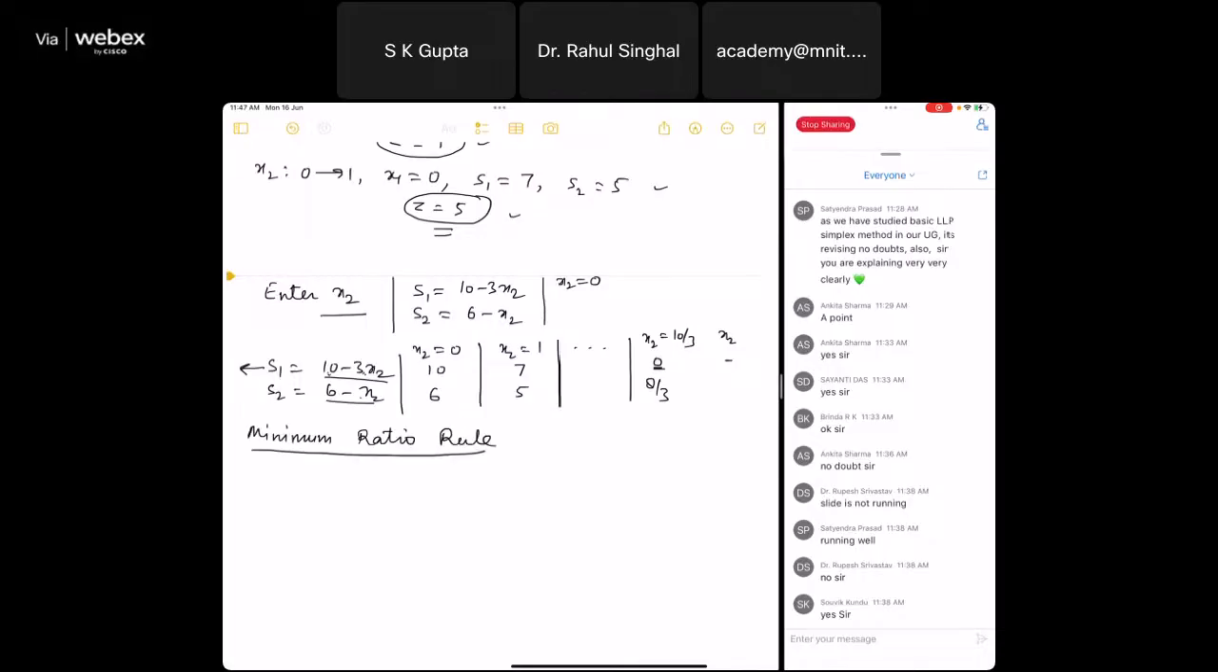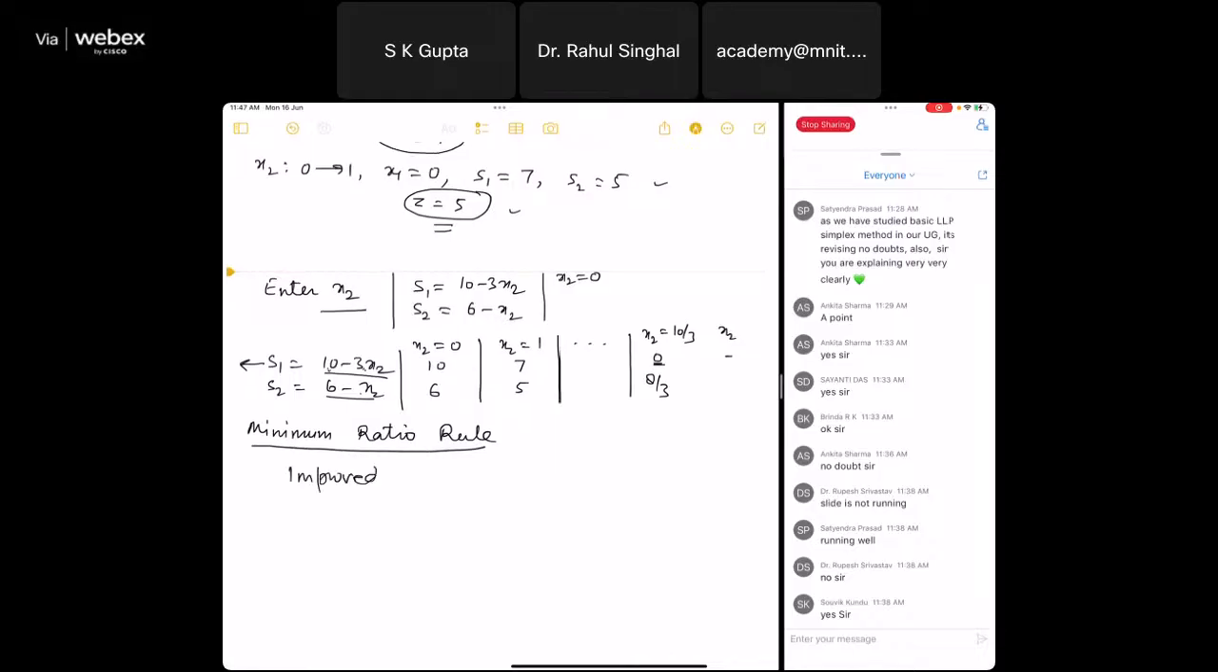So what is the improved BFS now? For the improved BFS, x2 and s2 are the basic variables, and the other two, x1 and s1, are the non-basic variables. You can find out the value of Z also using this information, and you can observe that the value of Z is of course very high compared to Z equal to 0, which is the initial BFS, right?